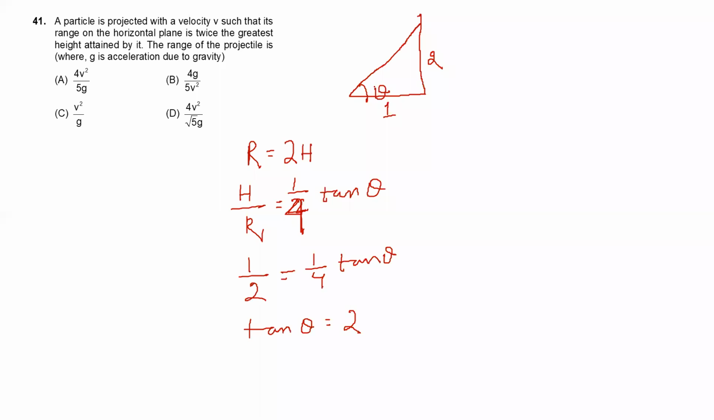You can see here in this case, if this is 1 and this is 2, and this is theta, the angle with the horizontal, then the hypotenuse will be root of 2 square plus 1 square, that is root 5, na, students. That means sin theta is equal to perpendicular by hypotenuse, that is 2 by root 5. Cos theta is equal to 1 by root 5.